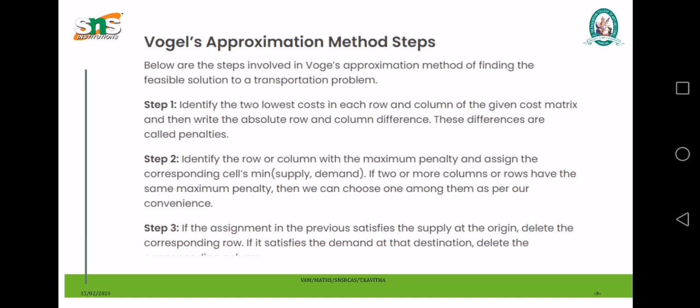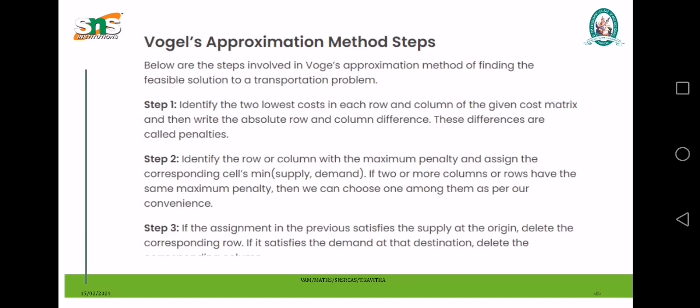Vogel's approximation method steps. Step 1. Identify the two lowest costs in each row and column of the given cost matrix and then write the absolute row and column difference. These differences are called penalties. Step 2. Identify the row or column with the maximum penalty and assign to the corresponding cell the minimum of supply and demand. If two or more columns or rows have the same maximum penalty, then we can choose one among them as per our convenience.